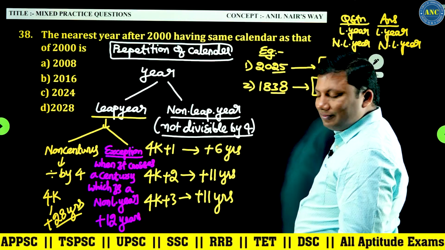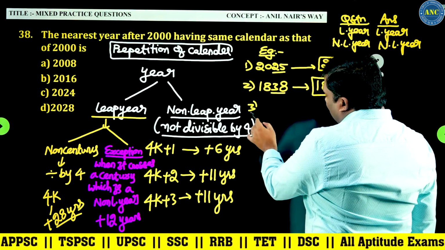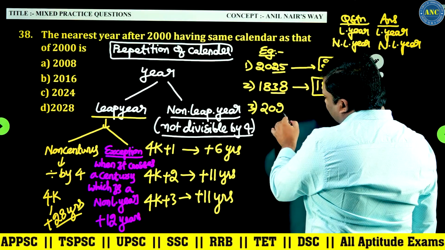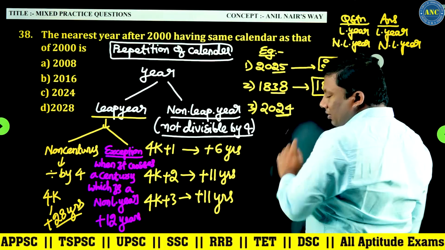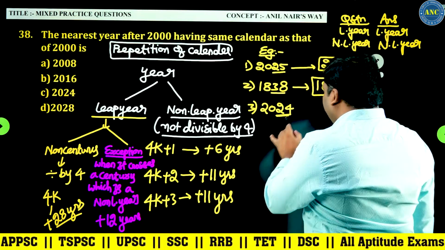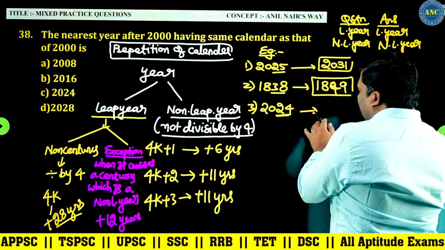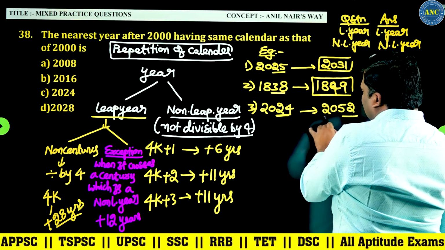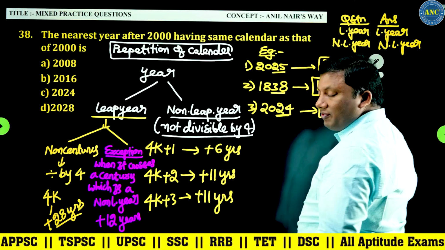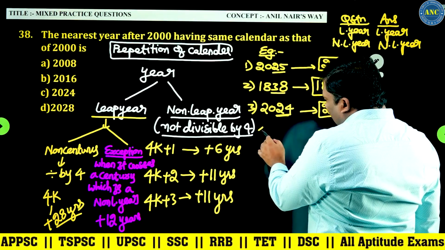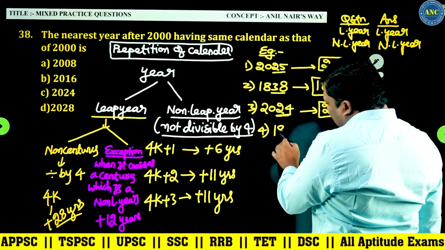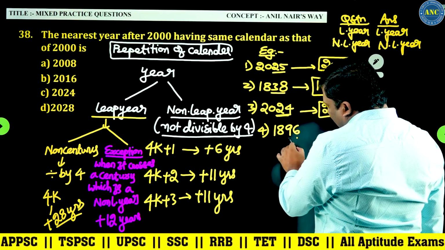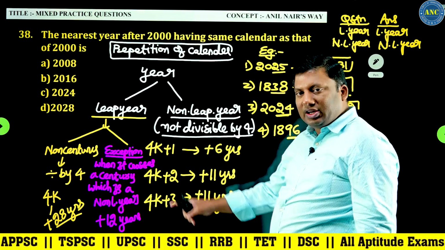1814. If it is 2024, perfectly divisible by 4, so by default it is plus 28. 2024 plus 28, answer is 2052. If it is 1896, it is divisible by 4, but there is an exception condition.